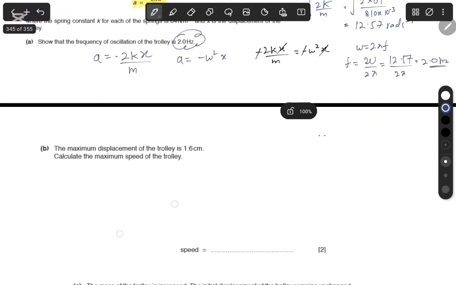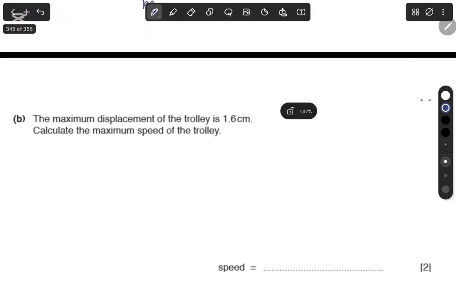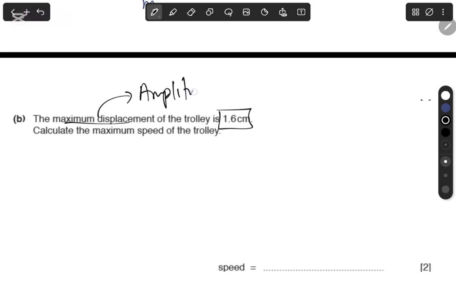Okay, now the next part. The maximum displacement of the trolley is 1.6 centimeters. Maximum displacement simply means the amplitude. So whenever you see this in an exam, remember that when they use the words maximum displacement, they have given you the amplitude, or they want you to find the amplitude. Now, they want you to find the maximum speed.